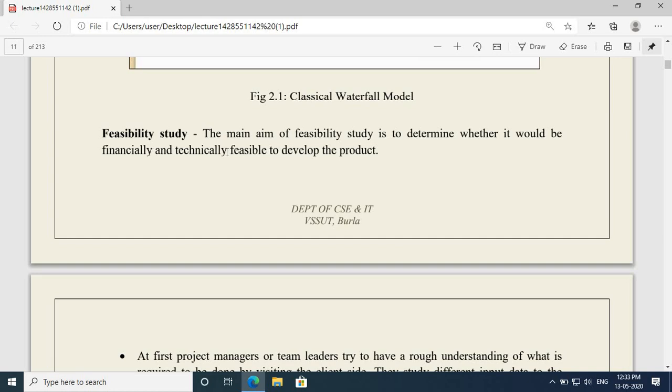So before developing a project, the project must be financially and technically feasible. This is the main aim of the feasibility study. So what are the important factors in the feasibility study phase? The project must be financially and technically feasible. Cost must be there, and the number of technical people must be appointed and hired before the development of the project.